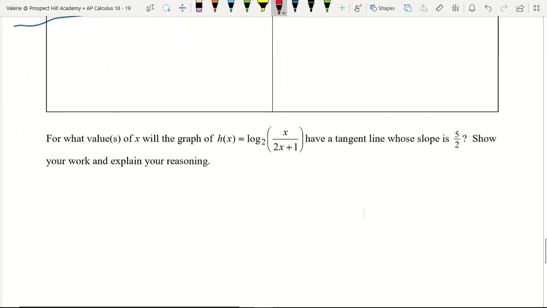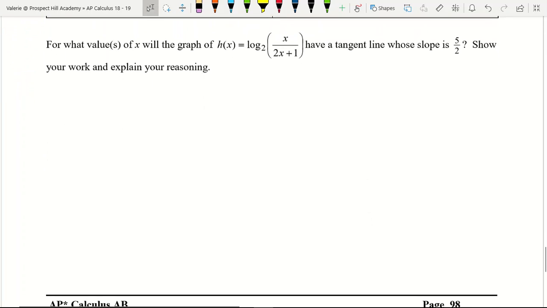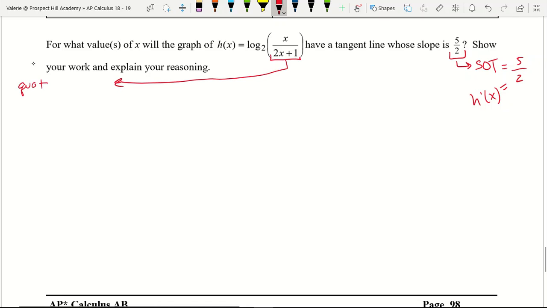All right, the last problem that we're going to do is figure out for what values of x the graph of h of x will have a tangent line whose slope is 5 over 2. So if we're looking for a tangent line, this means that this is the slope, which is 5 over 2, and that is also going to be h prime of x. Okay, so to find the derivative of h, we're going to need to use quotient rule on the inner function. So we'll do that over here on the side.